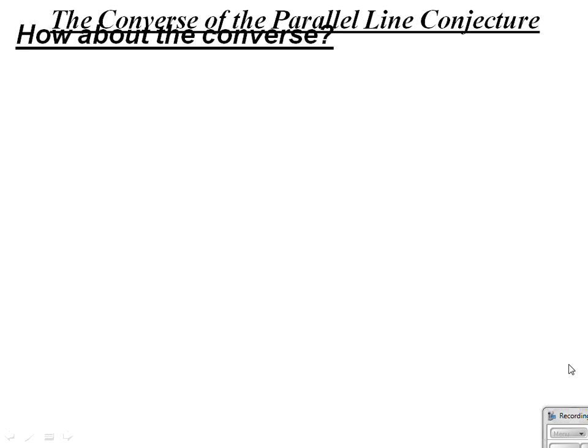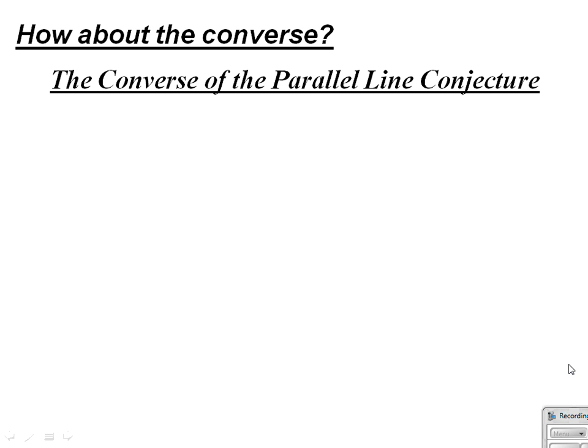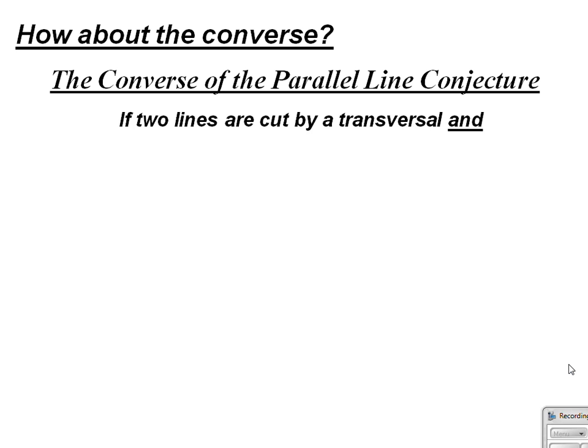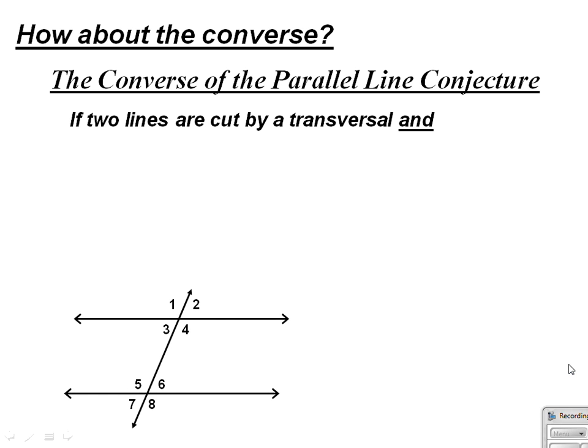Now, what about the converse? In the previous lesson, we talked about what converse statements are. That's where we actually take the if and then portions of a conjecture and reverse them. Now, in this particular case, we have to be careful about how we reverse the if and then statements, because we still need to begin with two lines cut by a transversal.